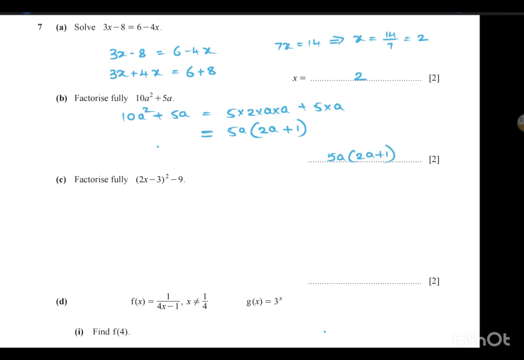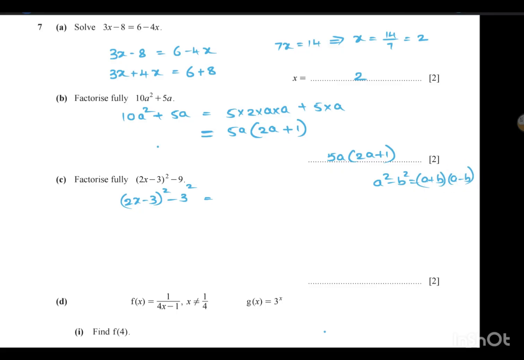Question number C. Factorize fully 2x minus 3 whole square minus 9. Now you have to be careful with such expressions. One is a square and the other is 9. So check whether this 9 can be written as a square of any number. Yes, we can write 3 square. So when you write that as a square, you see that it is in the form of a square minus b square. The identity a square minus b square can be factorized into a plus b into a minus b.